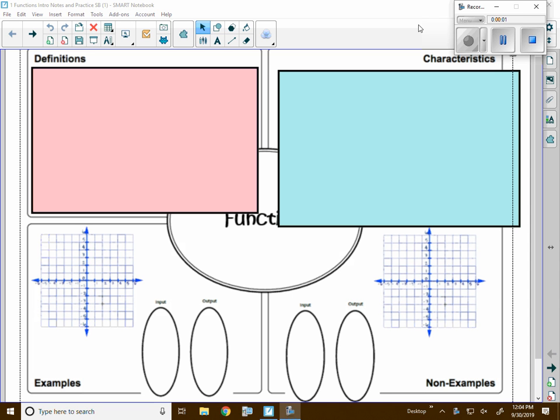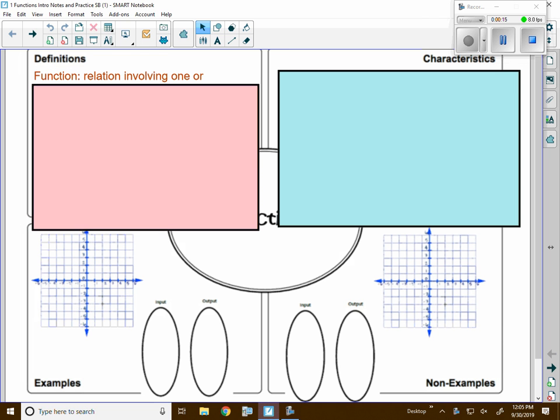Okay, so today we're going to talk about functions. We're going to do some definition work here. We don't do a lot of definition stuff in math, but I think it's necessary when it comes to talking about functions. So the first definition we'll give you is of a function.